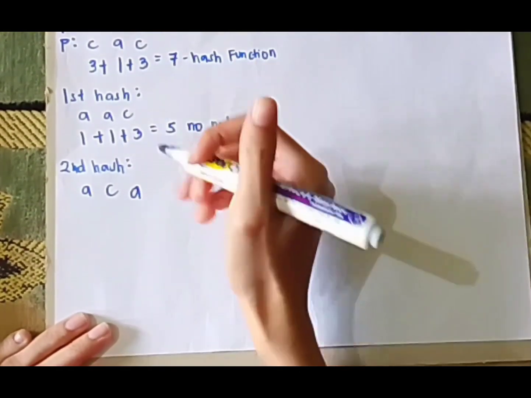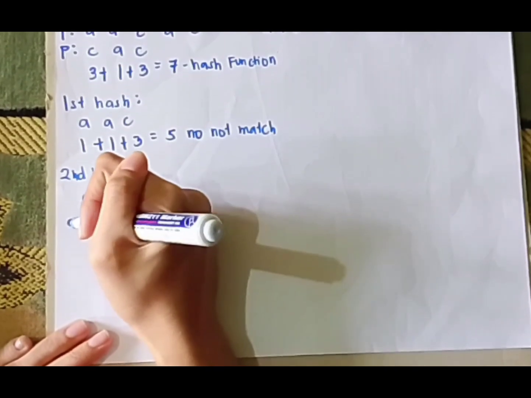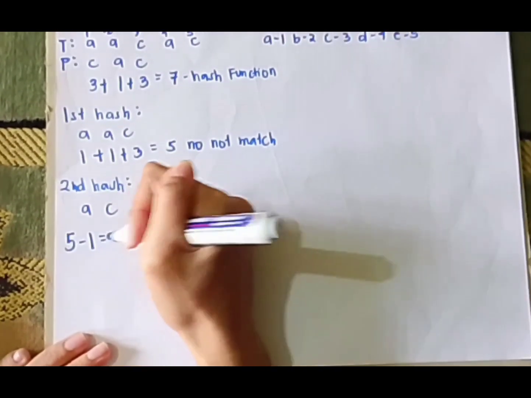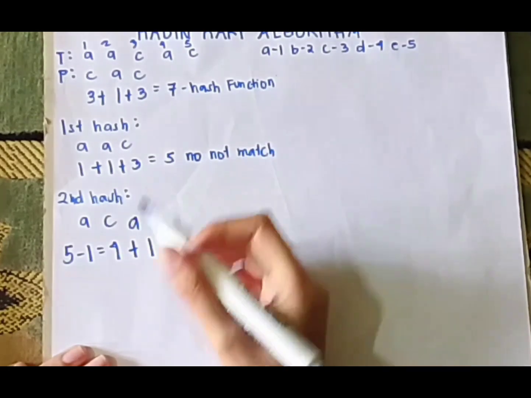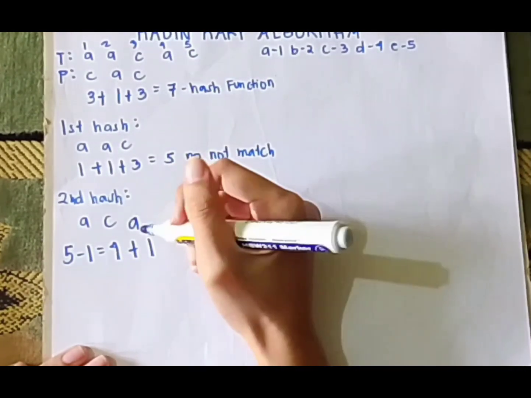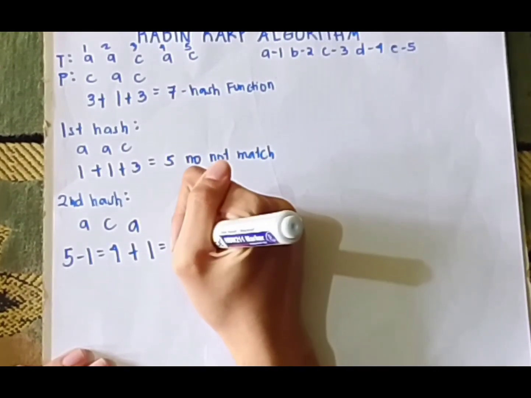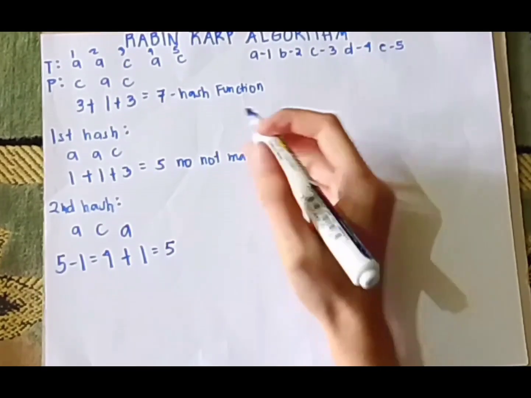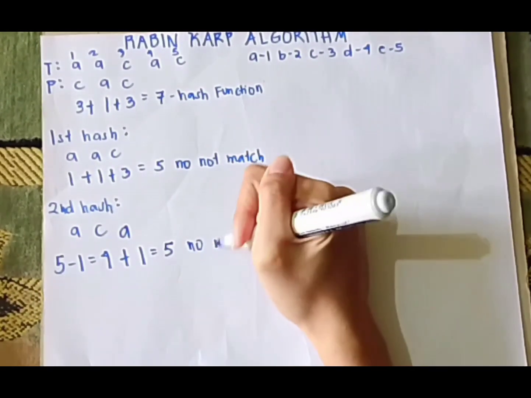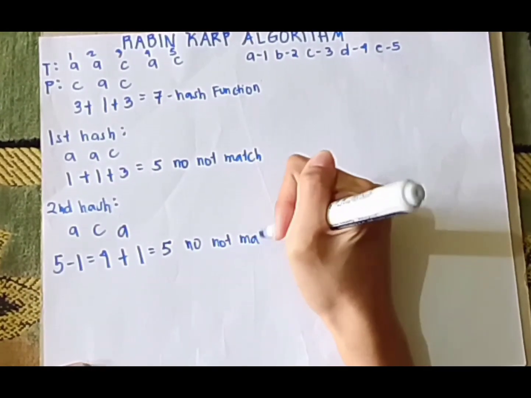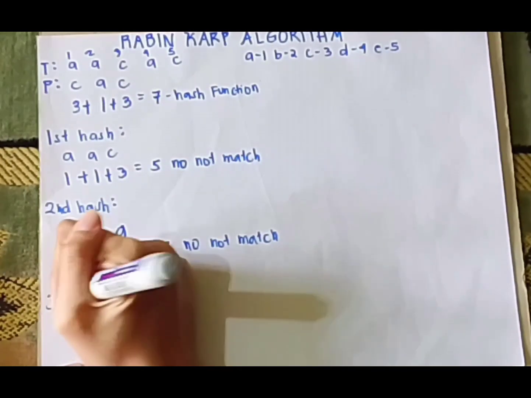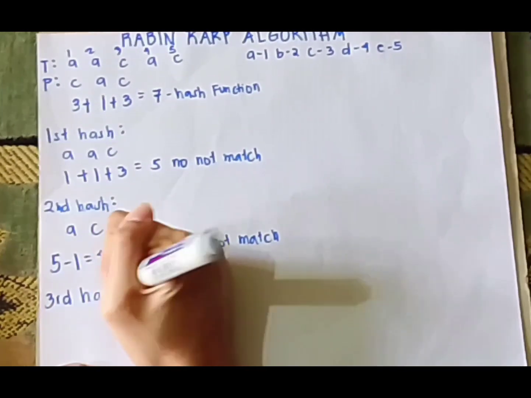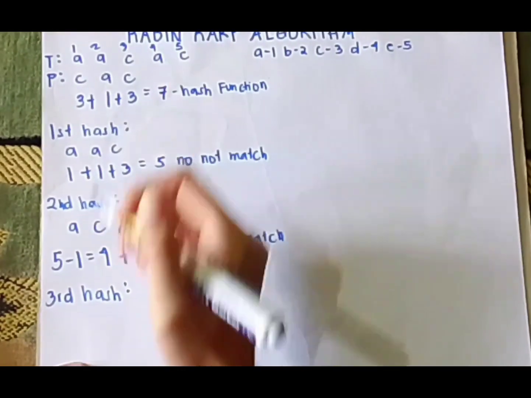So the method is we will take the result of the current hash and plus the numeric value of A, which is 1. So the result of this is 5. Now let's compare. It is not a match, because our hash function is 7 and the result of our second hashing is 5. So now let's go to our third hash.